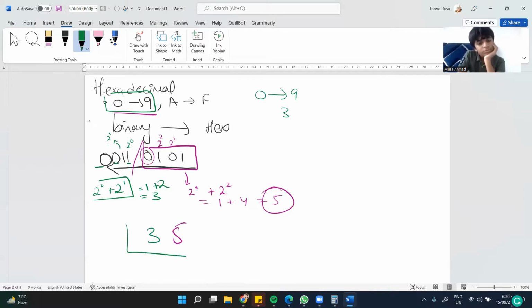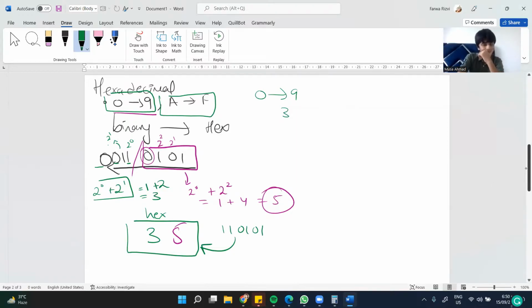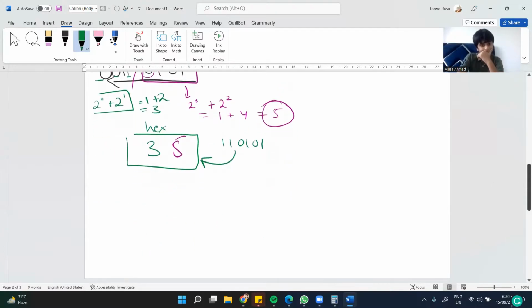Now, the hexadecimal of 110101 is, in hex, 35. Now, another thing you need to know is that they also have A till F. Now, when does this come? This comes when I have, for example, another number. Let's take another example. Let me actually do this again.